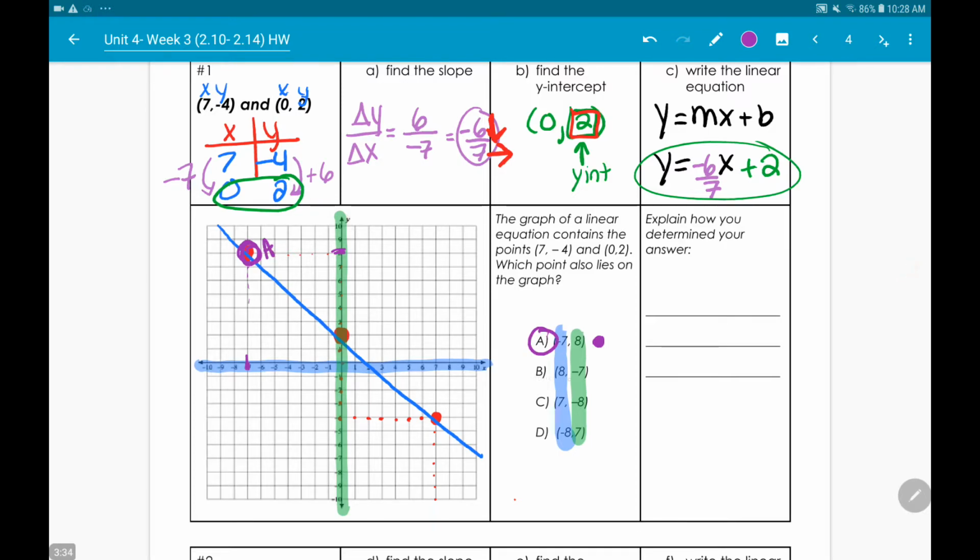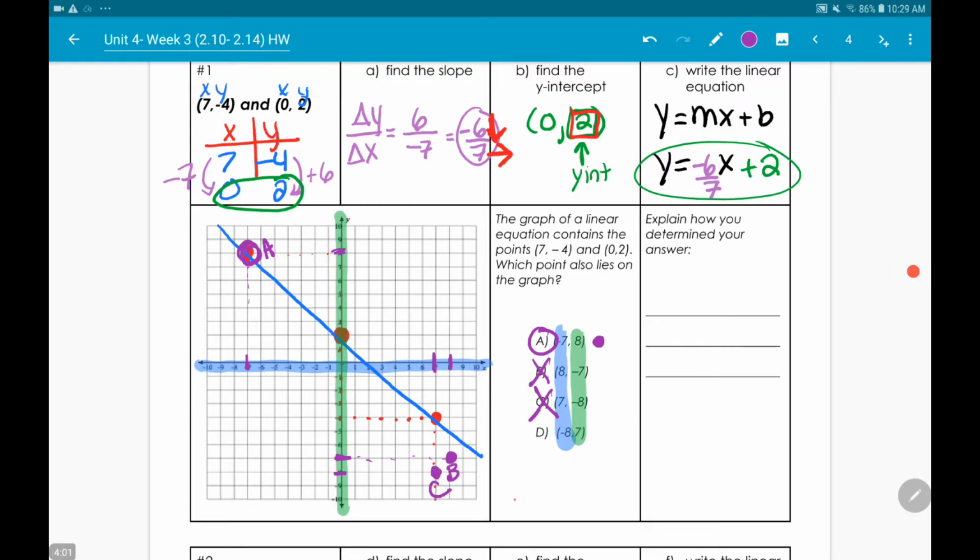Let's just check the other ones. 8, +8 is here. -7 is down here, so they come together here. This is not on the line. C is +7 on my x, -8 on my y. They come together here. Again, that is not on the line.